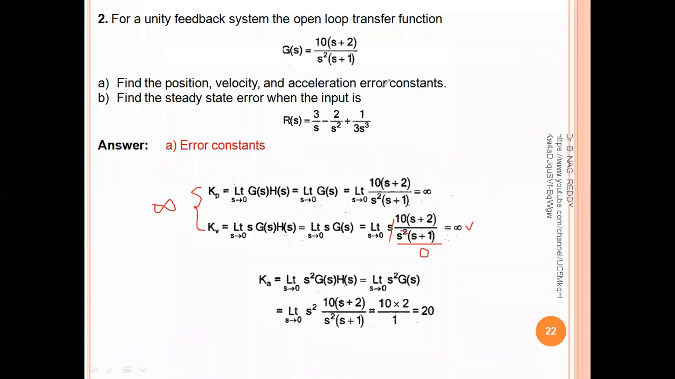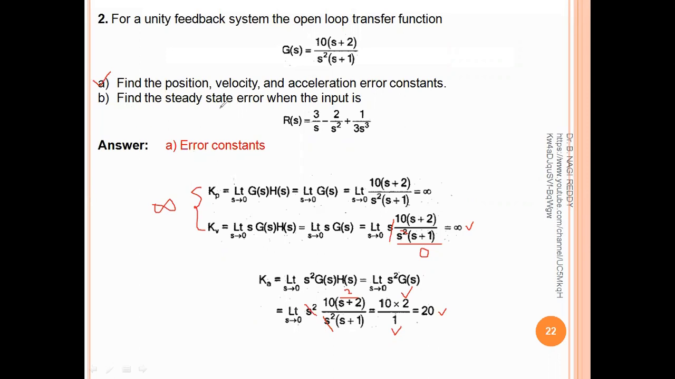Coming to the final one, which is the acceleration error constant, which is limit s tends to 0, s square into G(s)H(s). Substitute these values. You can cancel out s square and s square here, and then substitute s as 0. So 0 plus 2 will become 2, so 10 into 2, 20. And in the denominator, 0 plus 1, so we'll get 1. So 20 by 1, 20. So the acceleration error constant value is 20, whereas the position and velocity error constants are infinity for the given system. So our first bit is over, which is to calculate the error constants.